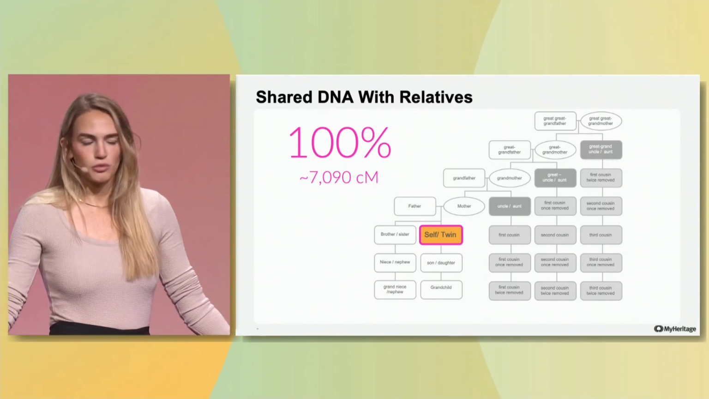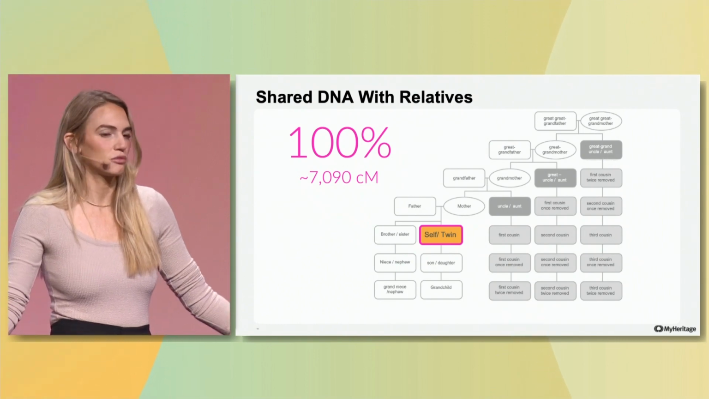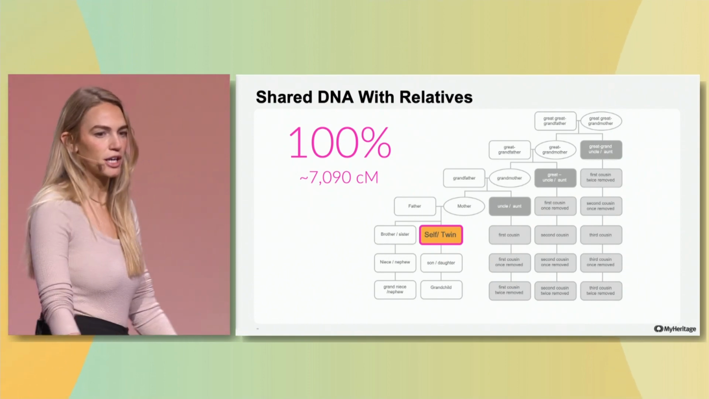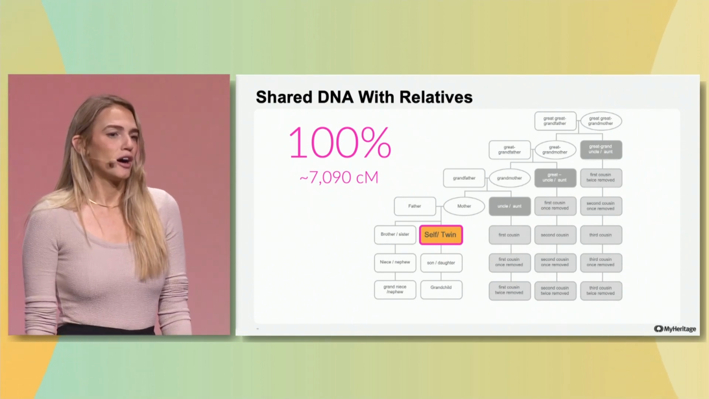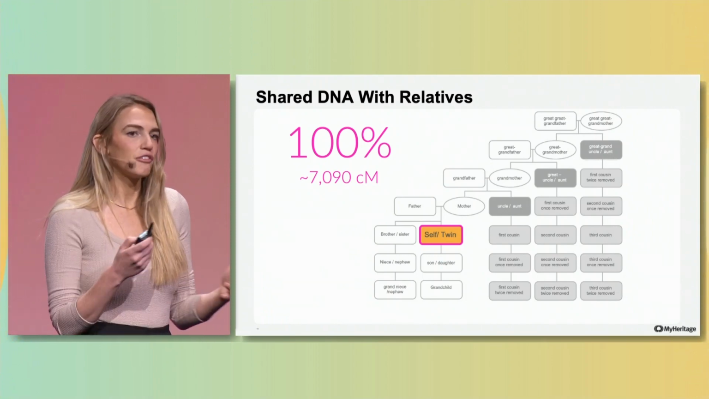100% of DNA, when you look at the percentage, you can only share with yourself, or I can share with my twin, which I'm not aware of. I hope there's no evil twin of mine somewhere in the world. And it's roughly 7,000 centimorgan. And I say roughly because it's a range. DNA is inherited in a randomized way. So it's not always a clear-cut point of how many centimorgan you share with a certain person, with your first cousin or second cousin. It's always a range.